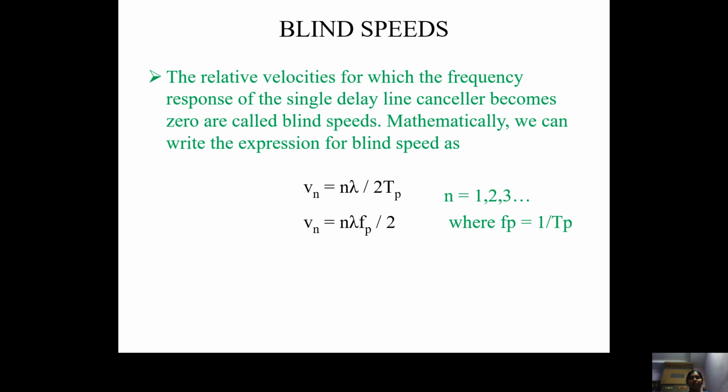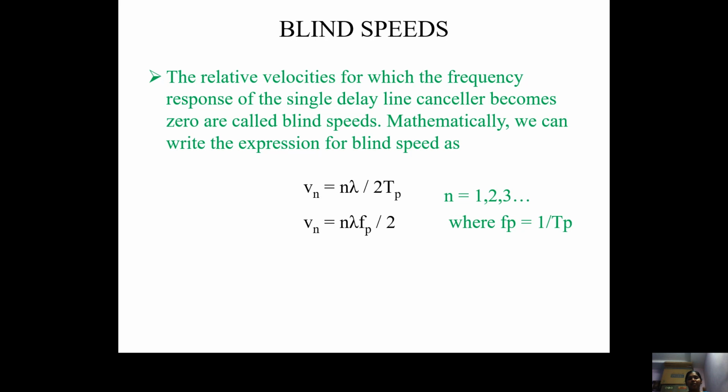The relative velocities for which the frequency response of the single delay line canceller becomes 0 are called blind speeds. These are the speeds where the radar is unable to differentiate which is the moving target and which is the fixed target. It will just treat it as clutter and thus eliminate that voltage. So that is the disadvantage of MTI radar with delay line cancellers, the blind speeds.